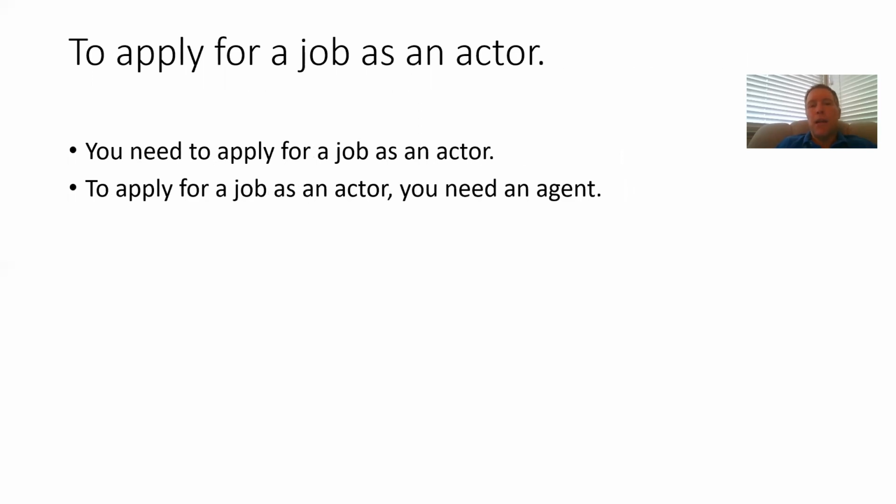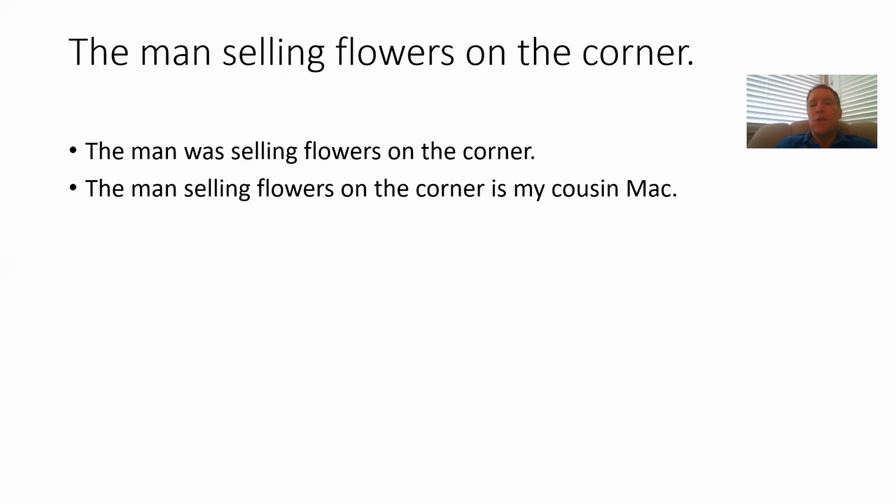Same thing for all of your phrase fragments, same solution each time. To apply for a job as an actor, I can add the words, you need to apply for a job as an actor, or connect it to something that is already complete. To apply for a job as an actor, comma, you need an agent. So that's going to connect those. The man selling flowers on the corner. I can add the word was, now it's complete. The man was selling flowers on the corner, or I can connect it to something that completes it. The man selling flowers on the corner is my cousin Mac. All right, so that's a phrase fragment.